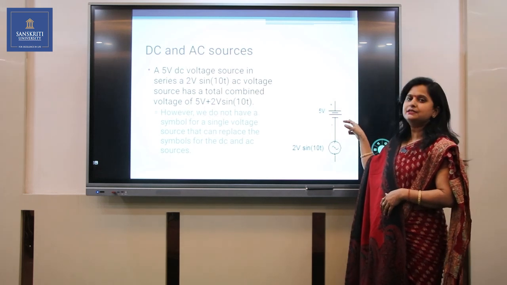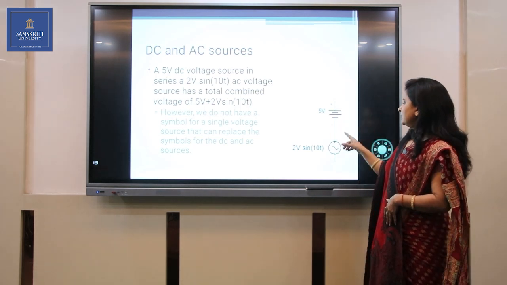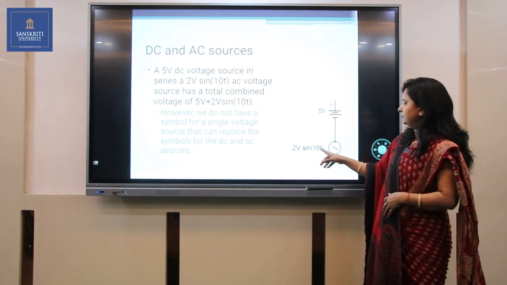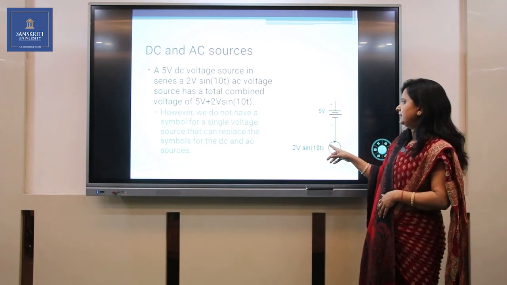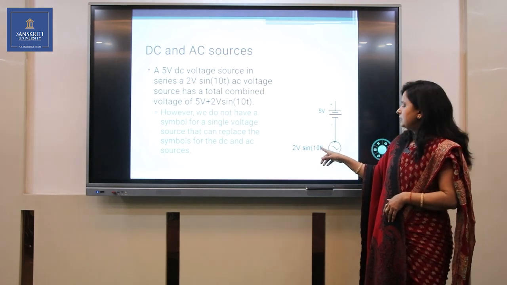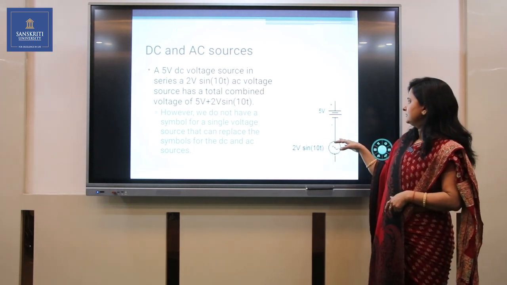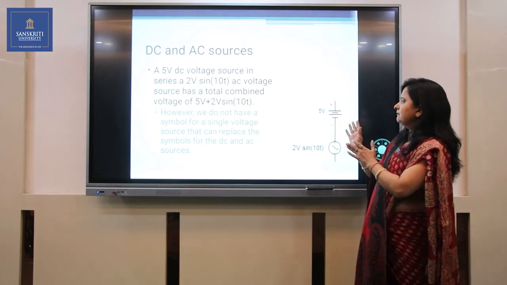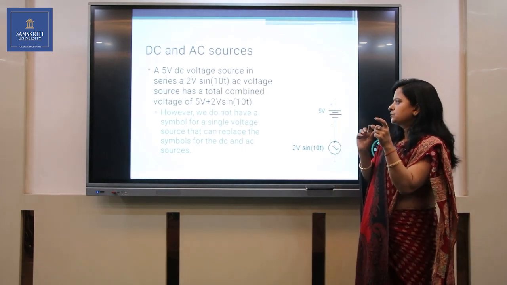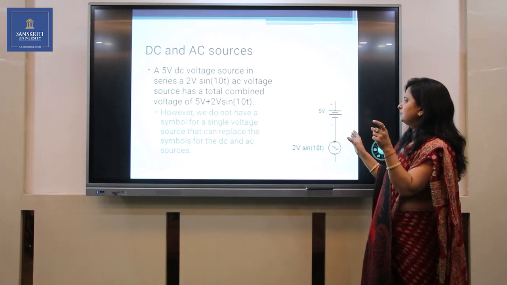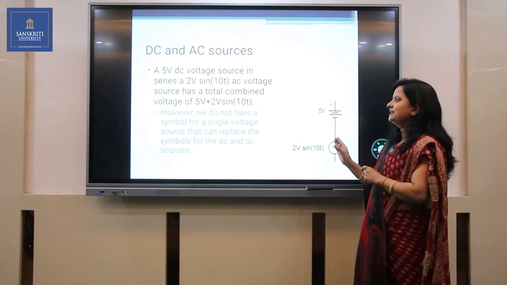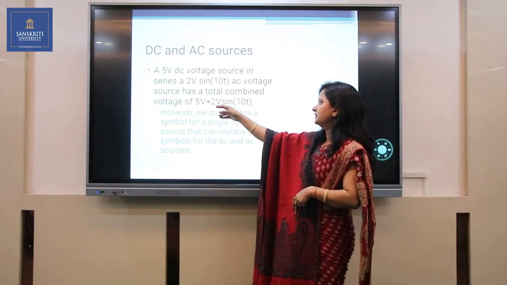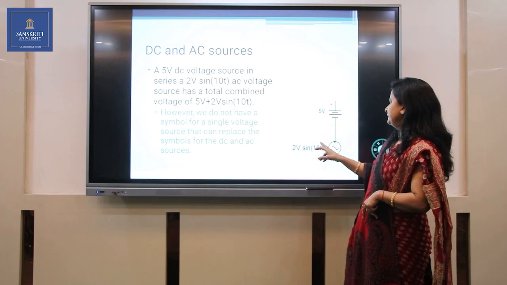A 5-volt DC source, that is a battery, is connected in series with a 2-volt sine 10t. What is this 10 over here? It is omega. 2-volt sine 10t means the angular frequency is 10. So here there are two voltage sources, one is DC and another one is AC. So we do not have a single symbol for a single voltage source that can replace the DC and AC source. What we can do? The resultant will be 5 volt plus 2 volt sine 10t.